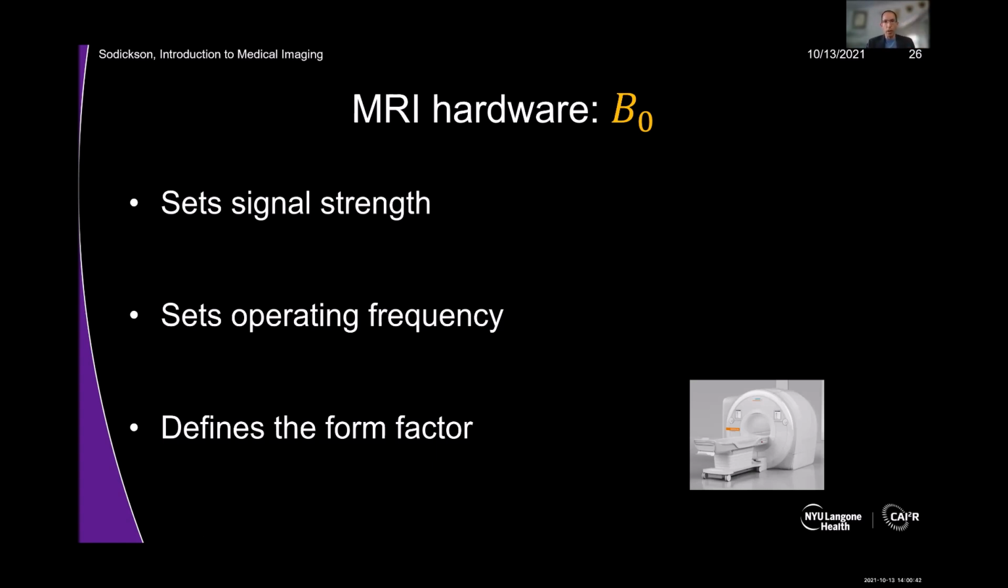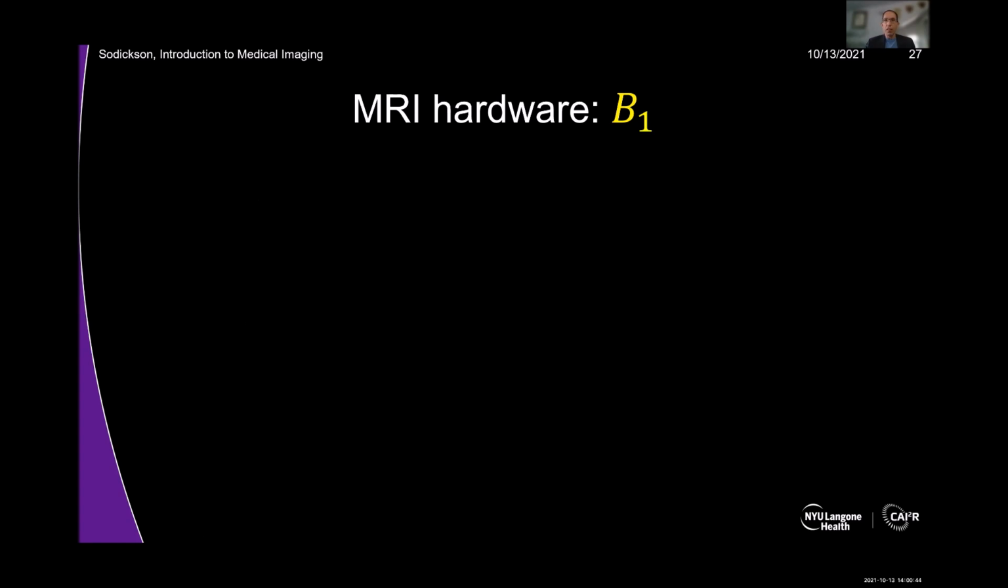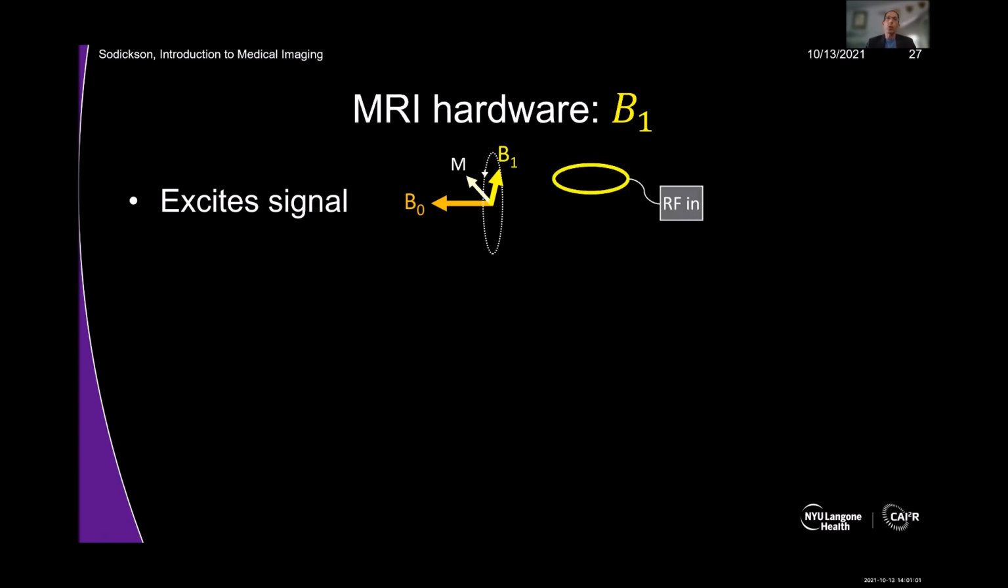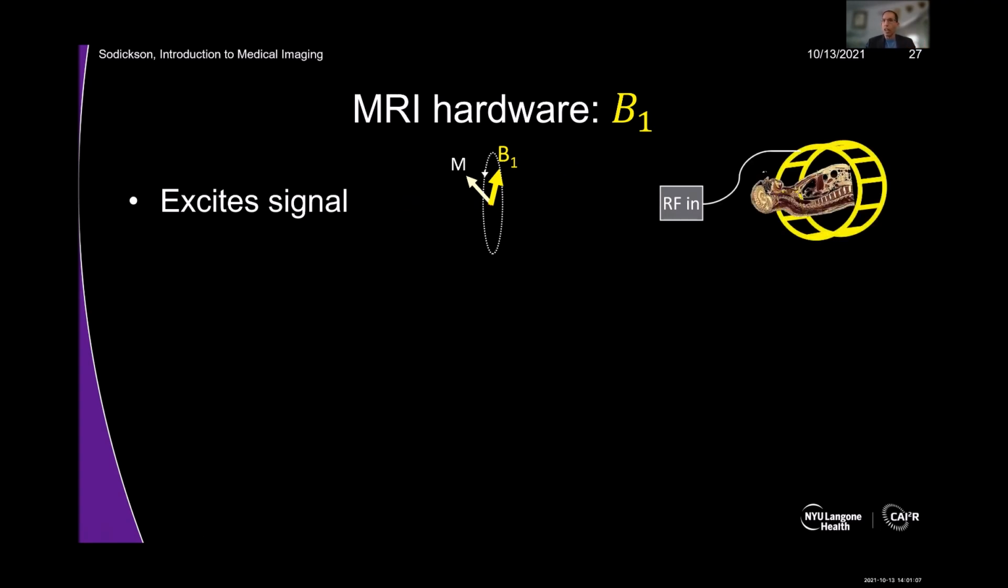Okay, that's field one. The second field is our so-called B1 field, the radio frequency field. We use this first to excite our signal. So we use it to tip the spins off of the vertical and set them precessing at the Larmor frequency. How do we do this? Well, it turns out that a simple tuned loop will do the trick to create oscillating radio frequency fields. Or we could use fancier structures like this bird cage arrangement surrounding the body.